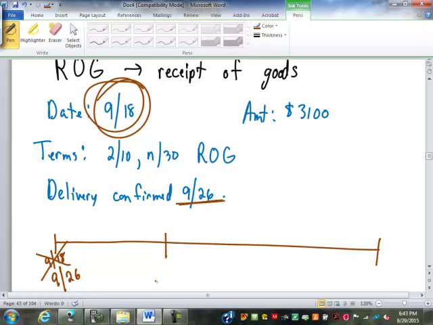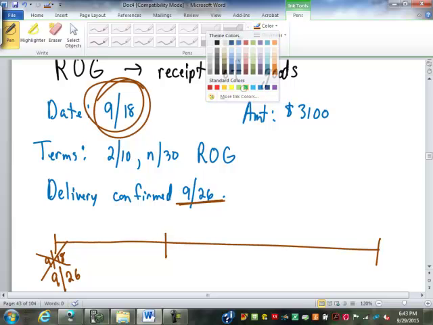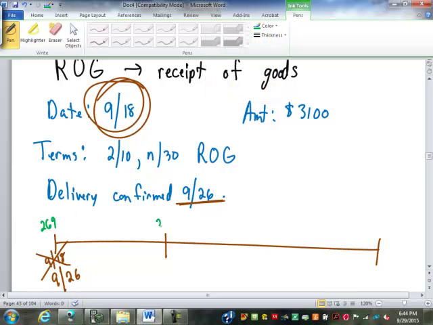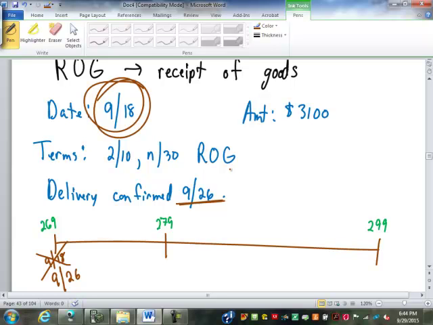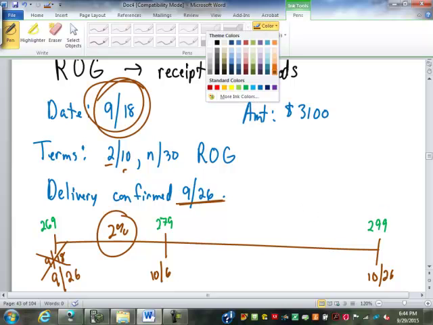So then 9/26, if you looked up September 26th on the chart, that's 269. So this is going to be 279 is the 10-day. 30-day is going to be 299. 279 is going to be October 6th. And 299 is going to be October 26th. And of course, 2/10 means this 2% discount is paid in that time frame. And then, of course, the net amount is due by October 26th. Does that make sense?